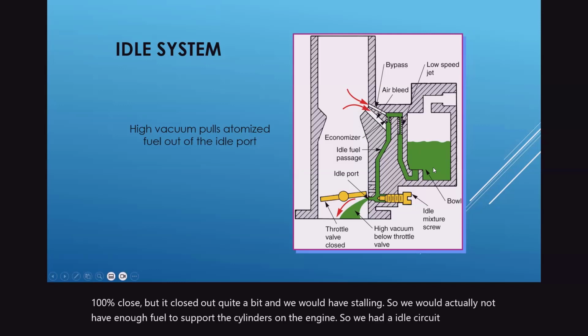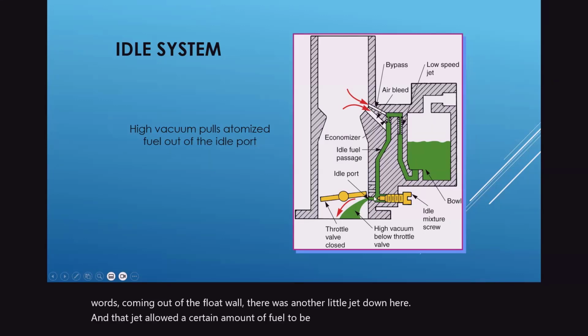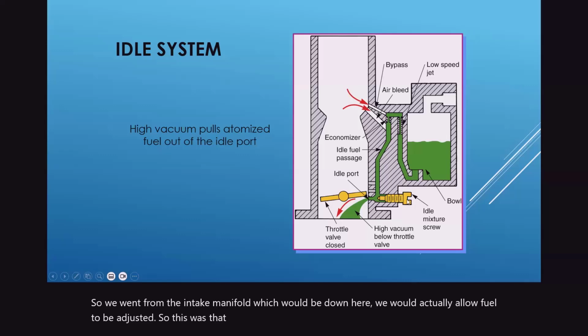In other words, coming out of the float bowl, there was another little jet down here, and that jet allowed a certain amount of fuel to be pulled in through a Venturi type of effect. So from the intake manifold, which would be down here, we would actually allow fuel to be adjusted. This was that mixture screw that we had on our carburetors.